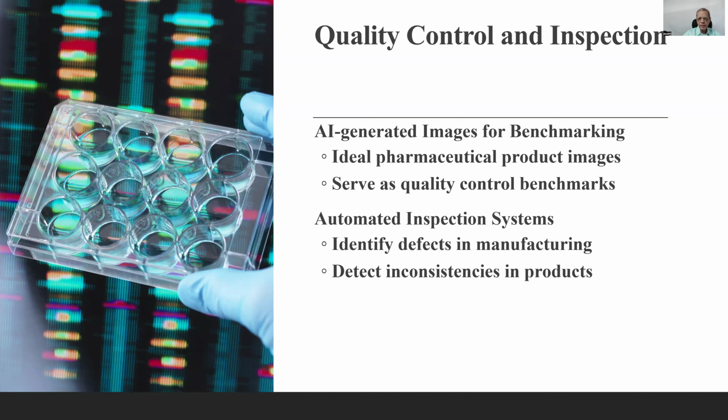Quality control inspection. Artificial intelligence generated images for benchmarking can create ideal images, and that serves the purpose for quality control benchmarks also. And automated inspection can also reduce manual errors and detect inconsistencies in the products.